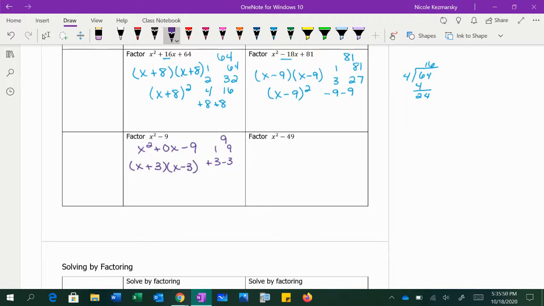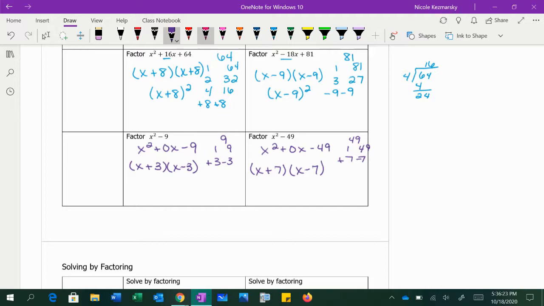Same thing with x squared minus 49. I'm going to think of this as x squared plus 0x minus 49 and do factor pairs. So 1 and 49, not 2, not 3, not 4. Looks like just the perfect square, just 7 and 7. And to get the 0, I'm going to do opposites. So x plus 7 and x minus 7.